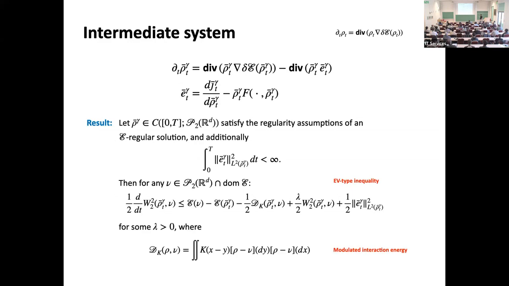The result states that if rho satisfies some regularity assumptions, which we'll specify later, but the same regularity assumptions as an irregular solution, and additionally this velocity field E, the error velocity field, is bounded in this way.